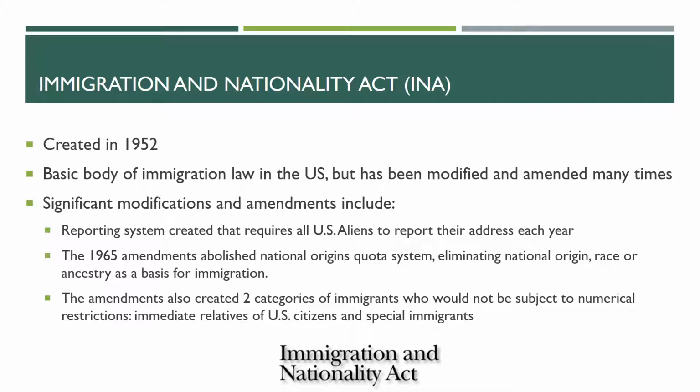The amendments also created two categories of immigrants who would not be subject to numerical restrictions: immediate relatives of U.S. citizens and special immigrants.